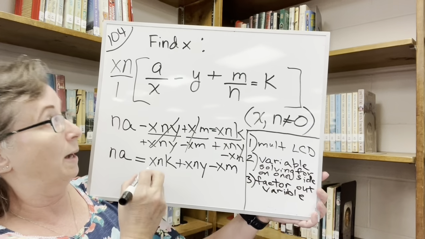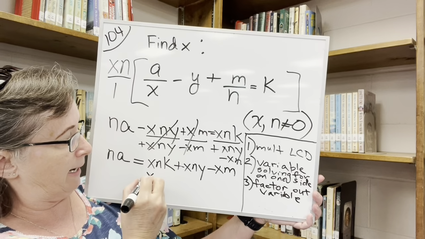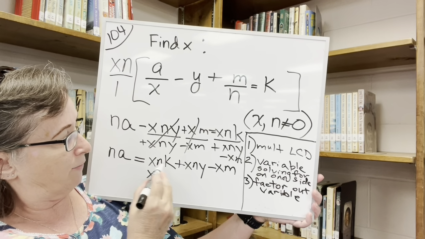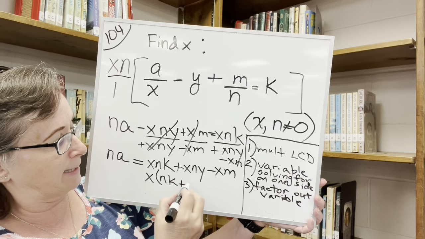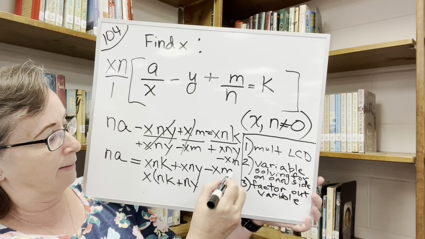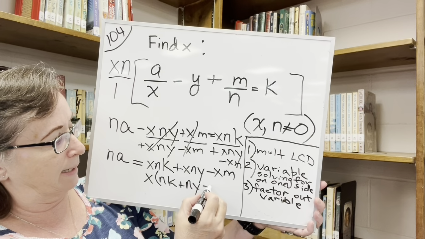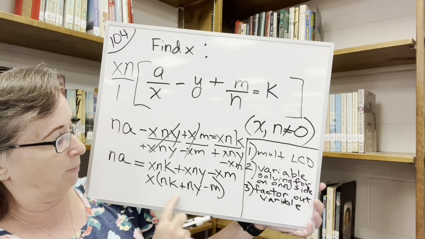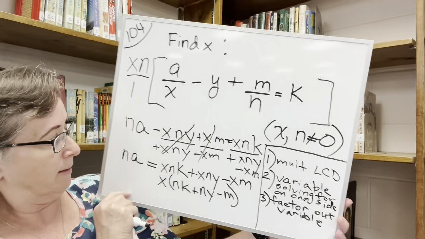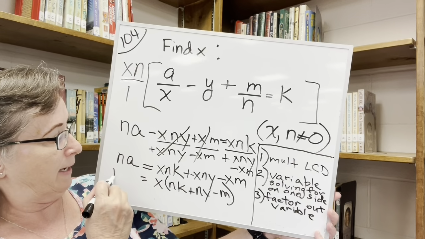All right, so I'm solving for x, so I'm going to factor out x, divide this by x, and I get nk, divide this by x, and I get ny, divide this by x, and I get minus m. And there's the x that if I distribute it back, don't I get back there? And then on this side, I just have NA.